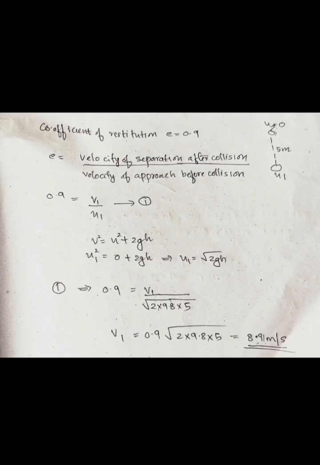That is v1 is equal to 0.9 into square root over 2 into 9.8 into 5. This is equal to 8.91 meter per second. So the answer is 8.91 meter per second.